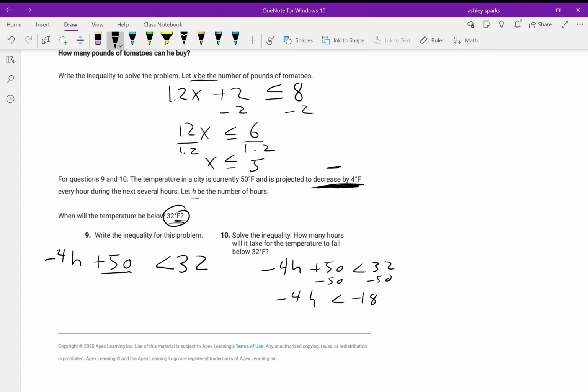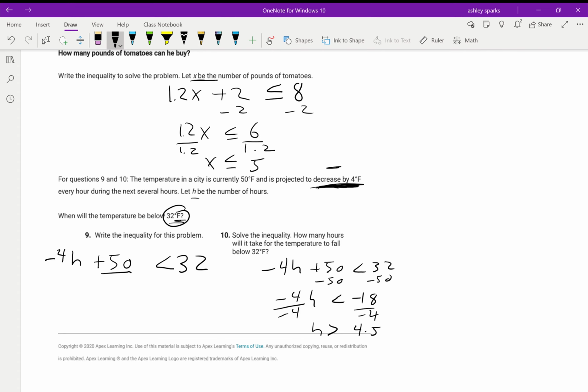So in this next step, what I have is the negative 4 and the negative 18. I'm going to divide both sides by negative 4. When I do that, that would come out as 4.5 as a decimal. But what's important here is because this was a negative 4, I'm going to have to flip that sign. So it should turn out as h greater than 4.5.